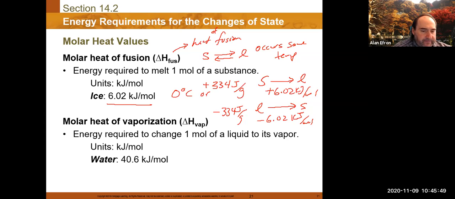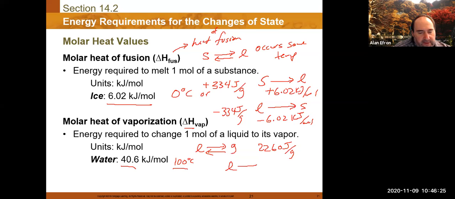The heat of vaporization, which is what this is referred to, delta H of vaporization, is the energy required to do that other transition of going from liquid to gas or gas back to liquid. And again, for water, this occurs at 100 degrees Celsius and is 40.6 kilojoules per mole, which, give or take, is about 2260 joules per gram. And again, it's positive or negative, depending on which way you go.